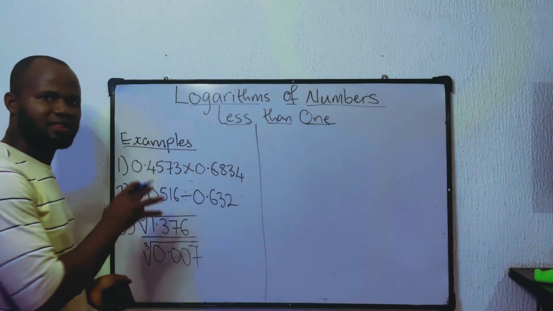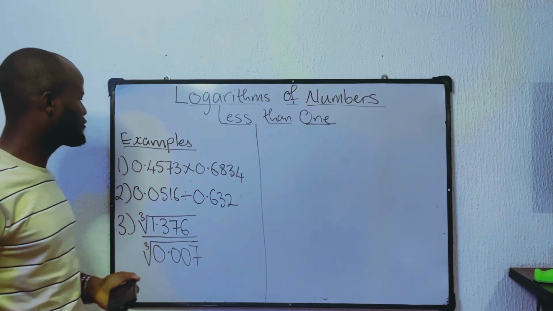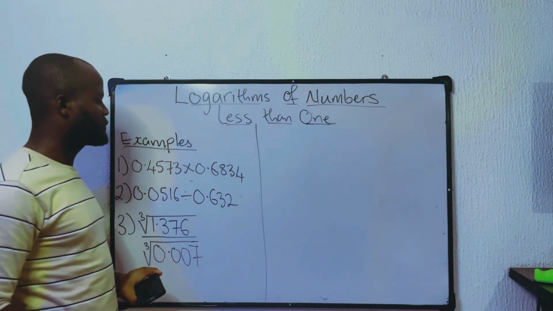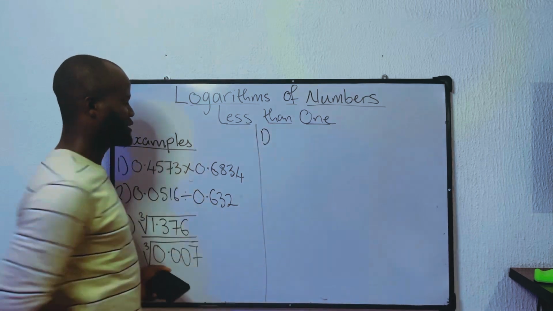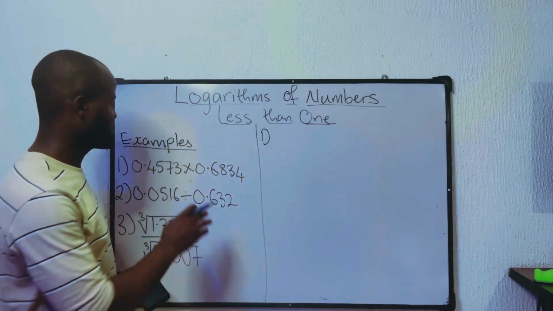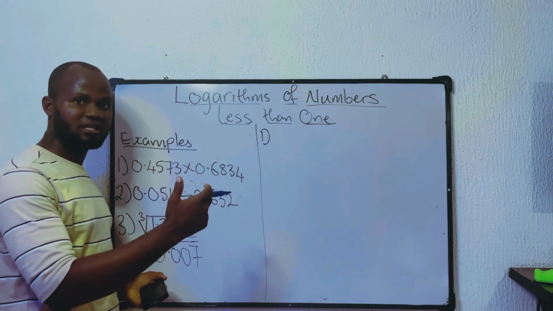So let's take this example. Beginning with the first one, we have 0.4573 multiplied by 0.6834. That's our number one. Now, first of all, remember that when you see multiplication in logarithms, it simply translates into addition.